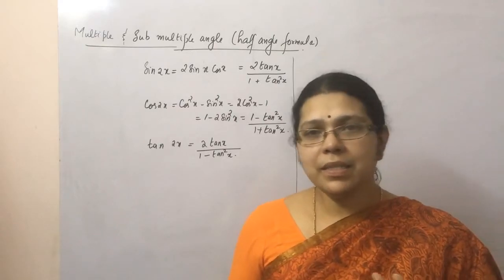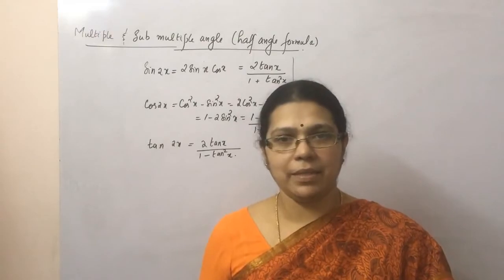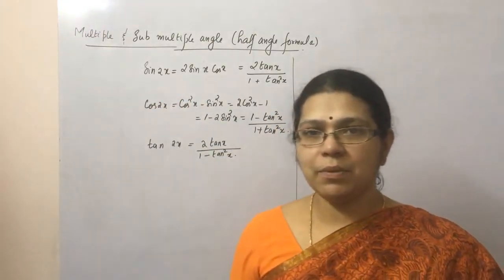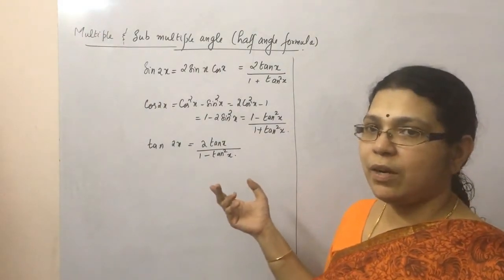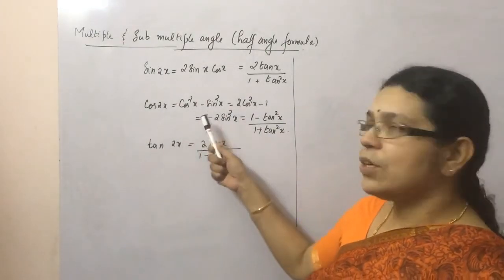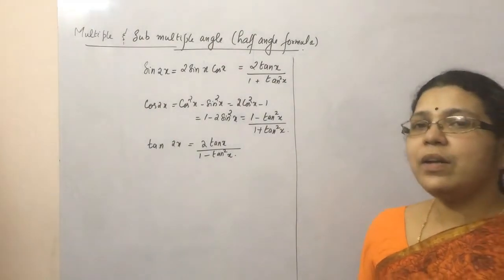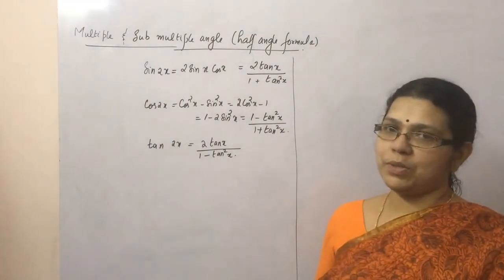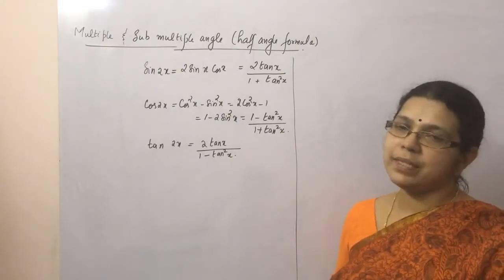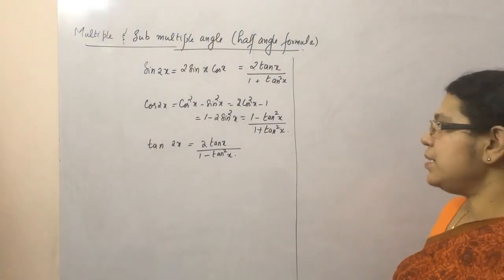There is nothing much, but there is something that is already known to you and we will deduce something from that. As I have written on the board, we have sin 2x is equal to what? 2 sin x cos x, or it can be written as 2 tan x by 1 plus tan squared x, and cos 2x is cos squared x minus sin squared x, or it can be written as 2 cos squared x minus 1, or in terms of sin squared, 1 minus 2 sin squared x. In terms of tan, 1 minus tan squared x by 1 plus tan squared x. And that of tan 2x is what? 2 tan x by 1 minus tan squared x.